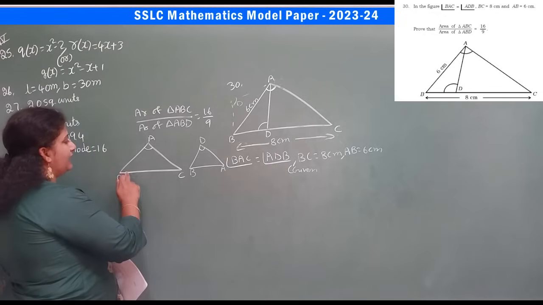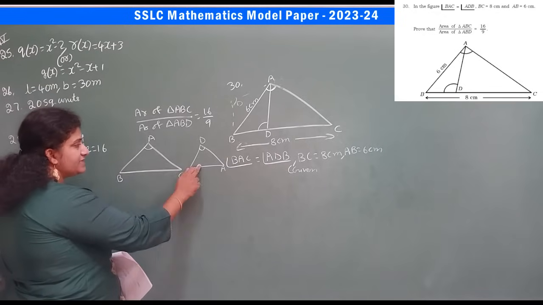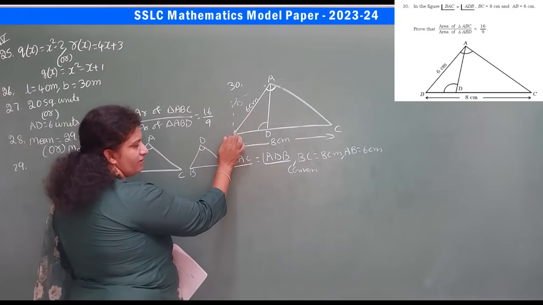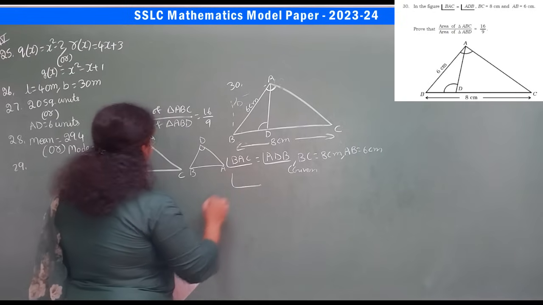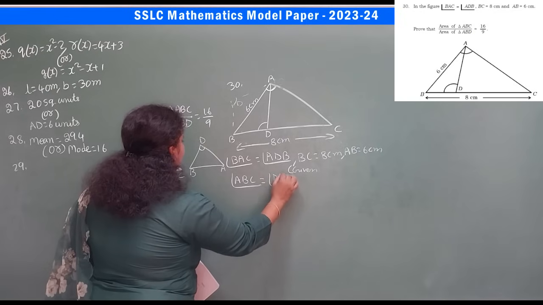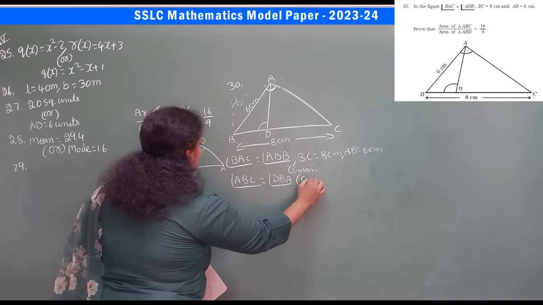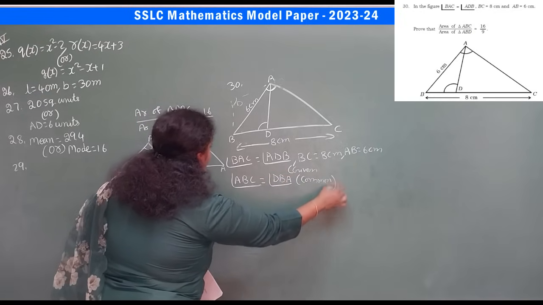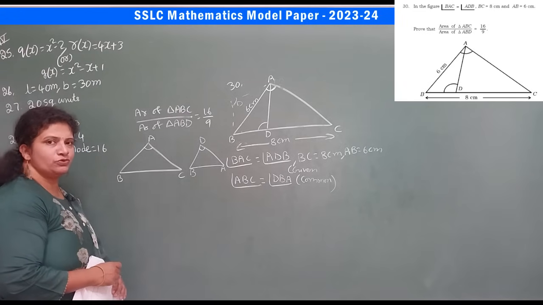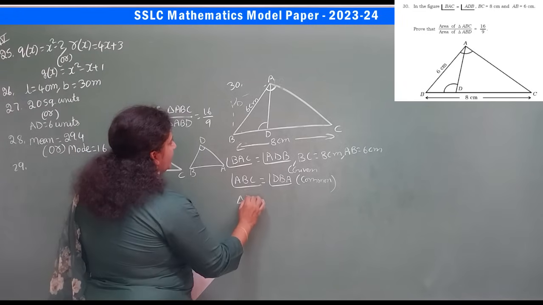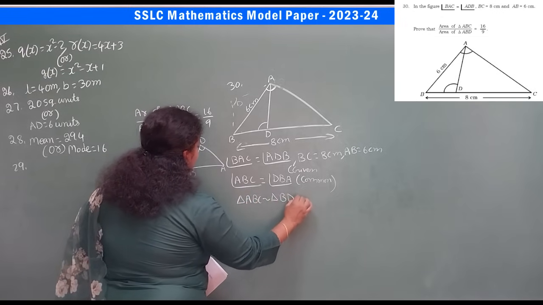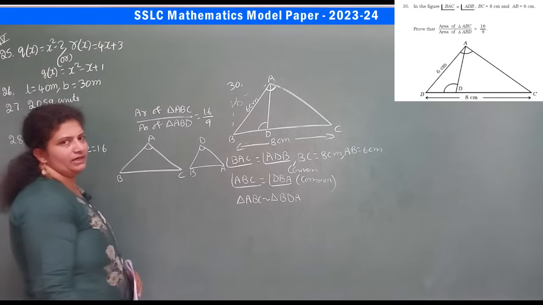And now angle B. Here it is separate, but those two triangles are emerging from the same angle. So what can I write here? Angle ABC is equal to angle DBA. That is, the reason is common. If two corresponding angles of two triangles are equal, then the two triangles are similar. Triangle ABC is similar to triangle BDA by angle similarity criteria.